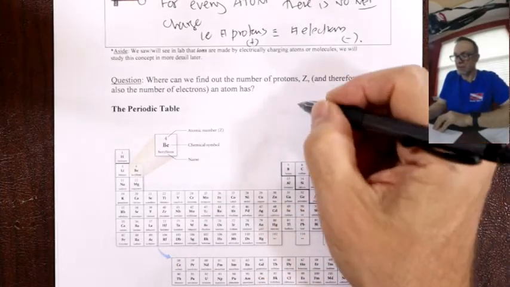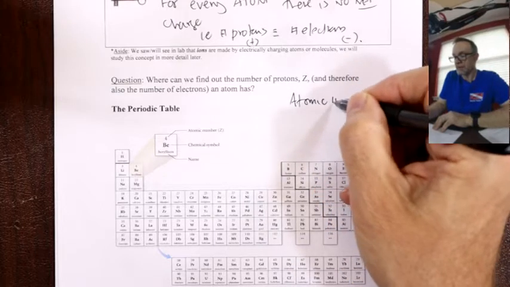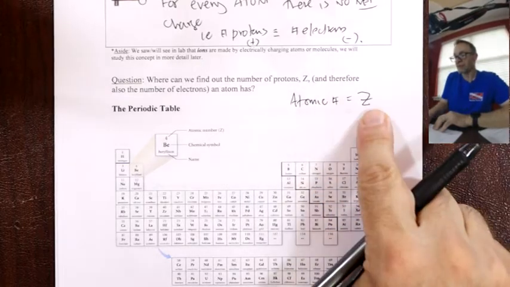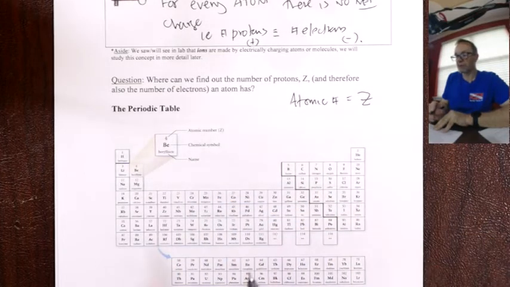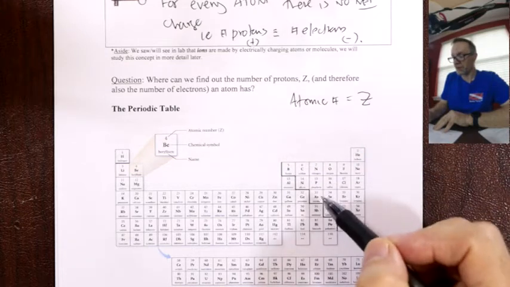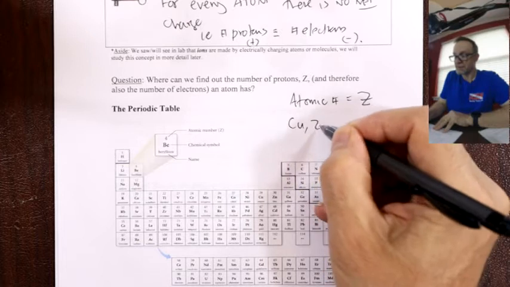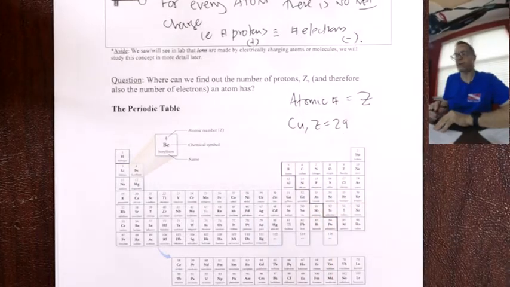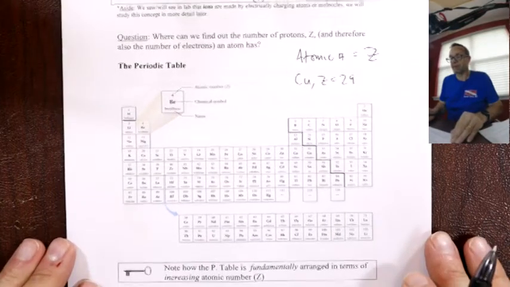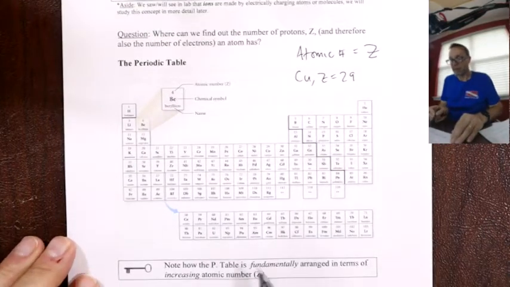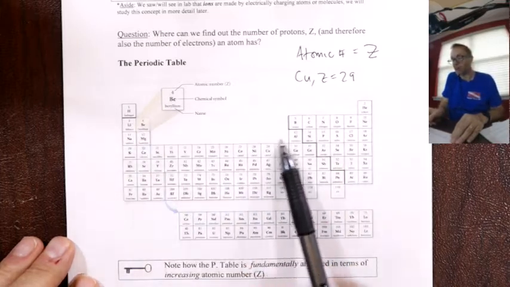Okay, so where can we find the number of protons? Z, all right, atomic number. So atomic number is code Z, right? So Z for hydrogen would be 1, Z for helium would be 2. All right, so pick one, let's pick a crazy one, copper. There's copper, 29. So copper, Z equals 29. Okay, so you can check that in your periodic table. Not so bad. Note, if I scroll up just a little bit here, the periodic table is fundamentally arranged a bit like reading a book, left to right, in order of increasing atomic number.